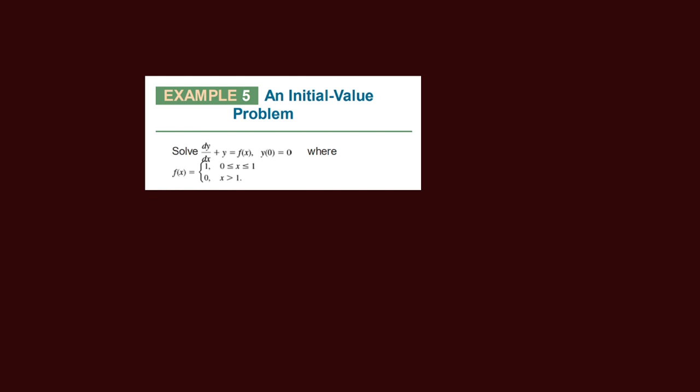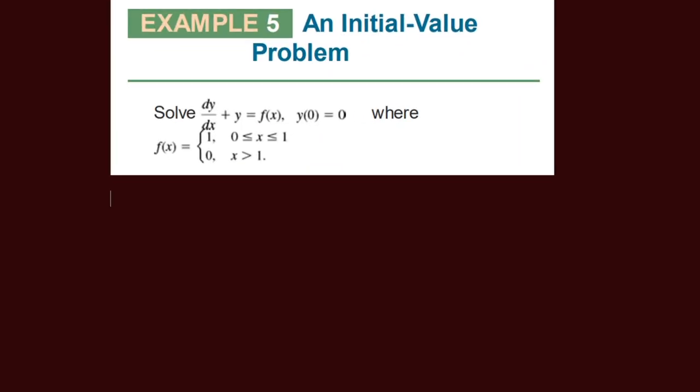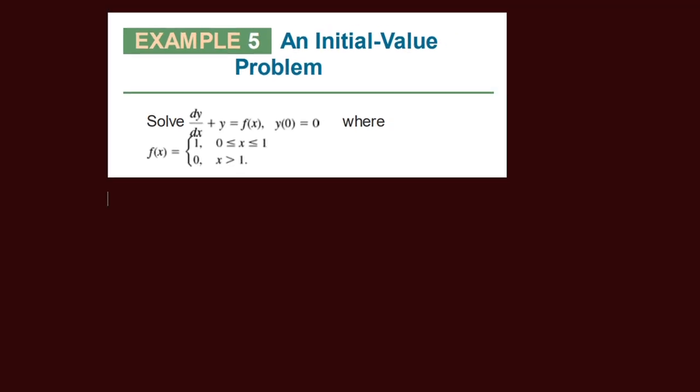Okay, so for the following question, we're given an interval. We see that f of x is going to be 1 when x is greater than or equal to 0 and less than or equal to 1, and when x is greater than 1, f of x is going to be 0. So let's write it for the following.